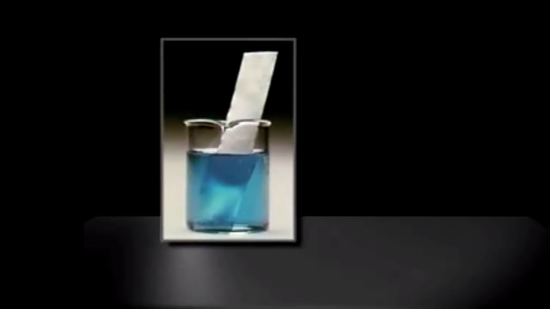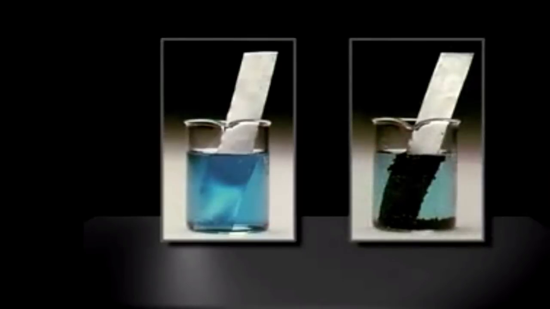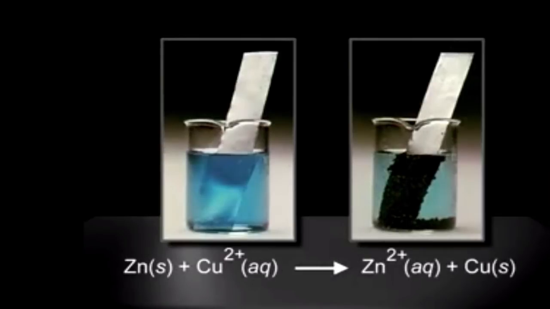When a strip of zinc metal is immersed in an aqueous copper 2 sulfate solution, electrons are transferred from zinc to the copper 2 ions. Copper metal deposits on the zinc strip and collects at the bottom of the flask. Zinc atoms are oxidized to zinc 2 ions, which enter the solution. This spontaneous oxidation-reduction reaction is summarized in the chemical equation shown.